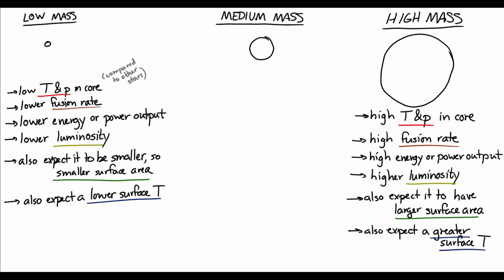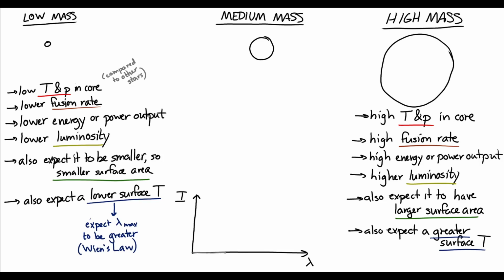What that means is that over here with the low mass star, it's got a low surface temperature. If we apply Wien's law, we would expect the wavelength of maximum emission to be greater because it has a lower temperature. And in fact, most of these very low mass stars have a wavelength of maximum emission that's around the color red or even in the infrared. So these stars tend to look more reddish.